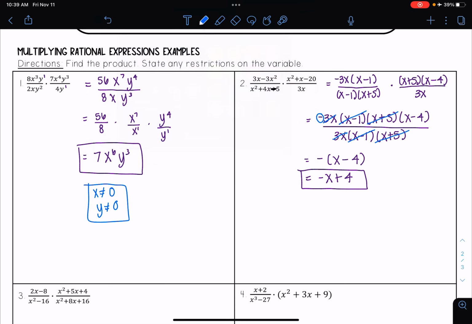Then I want to look for restrictions. For my restrictions, I'm looking at what values of x make my denominator equal 0 on both fractions. For this first fraction, I see for x minus 1 that x can't equal 1. For x plus 5, x can't equal negative 5. And then for 3x, x can't equal 0.